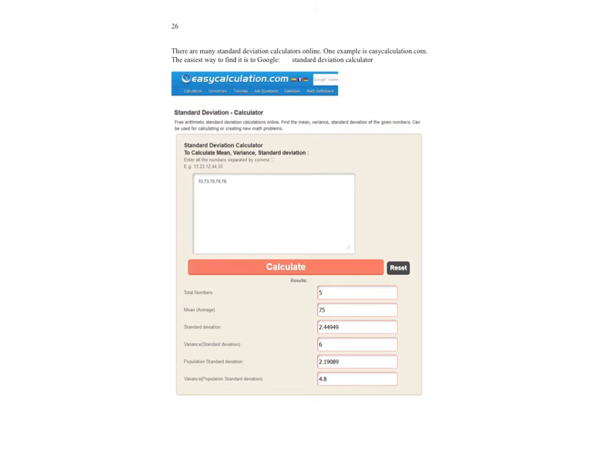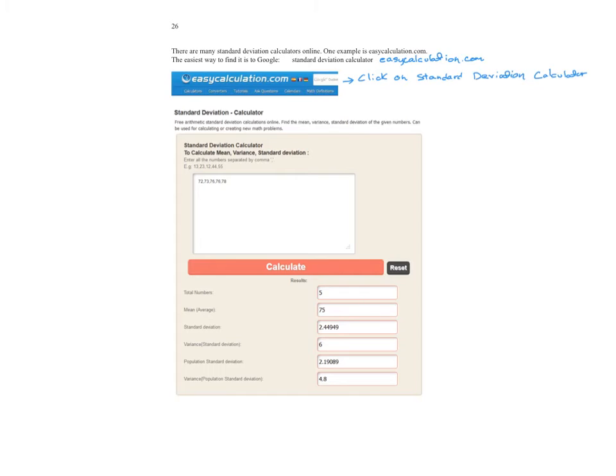I have one here that's easycalculation.com, and the easiest way really to get there is to Google standard deviation calculator. So this used to be the top one that would pop up when you Googled standard deviation calculator. I just checked it myself now, and it's down to number 8. And so there's many calculators online, and they all work pretty much the same. You should be able to use any of them.